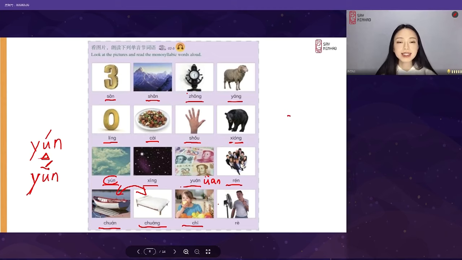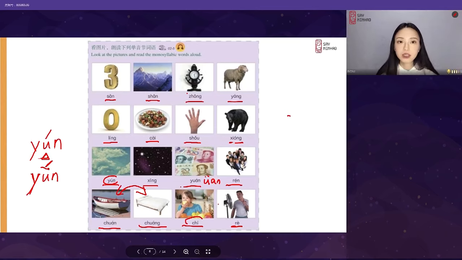Chi means eat. The initial is ch, and the final is i, and put them together is chi, not qi, okay? In this pinyin, the final i actually is pronounced differently. So chi, read after me please. Next one, the last one is re, which means hot.